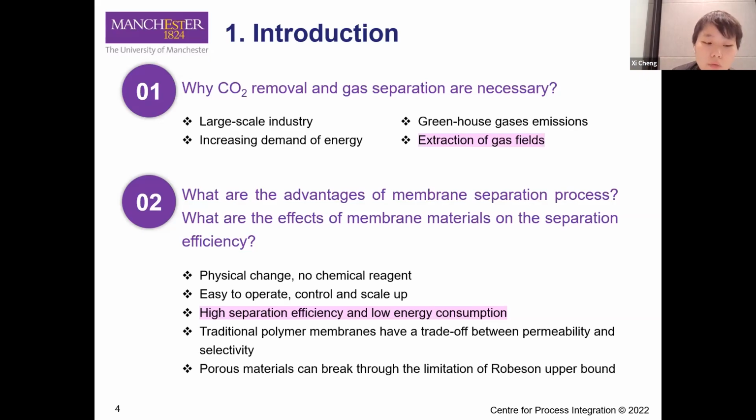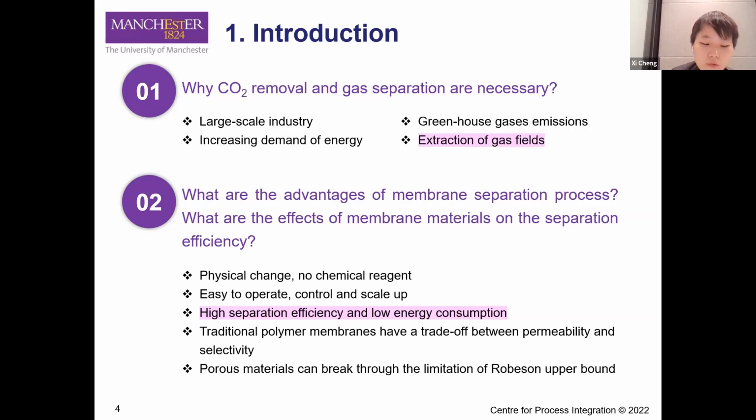If you want to remove the CO2, different processes could be used, such as distillation, PSA, and absorption. So what is the advantage of the membrane separation process? Firstly, it is different from traditional amine absorption. Membrane separation is a physical process and has no requirement of chemical reagents, so it is easy to operate, control, and scale up into industrial application. Because membrane separation uses functional selectivity, it has high separation efficiency and no energy consumption.